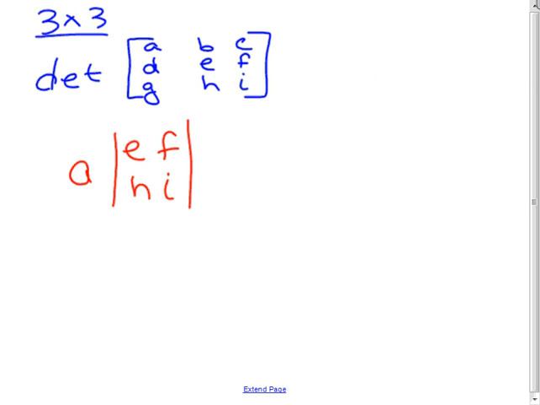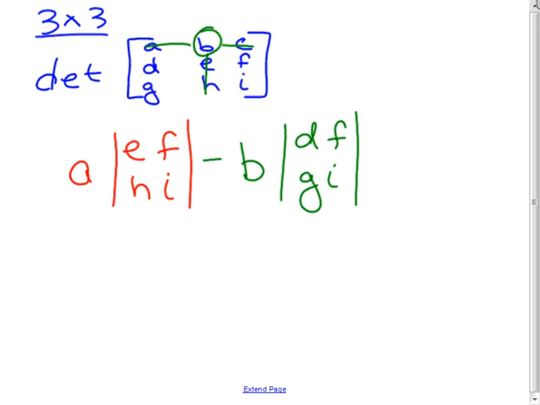Now, if you remember with 2 by 2s, I did my one situation and then I subtracted. Kind of the same type of thing happens here. I'm now going to go and subtract. Now what I'm going to do is I'm going to circle my B. That B is going to become my scalar multiplier. Just like before, I'm going to cross out its row and its column, and I'm left with D, F, G, I. And that, again, is the determinant of a 2 by 2 matrix, which I said you should be able to do 100 of them in 2 minutes.